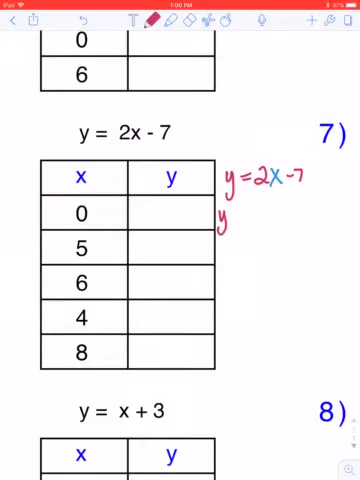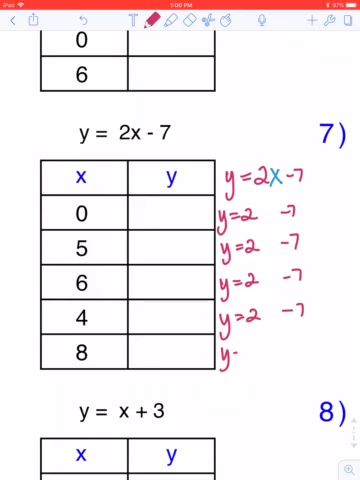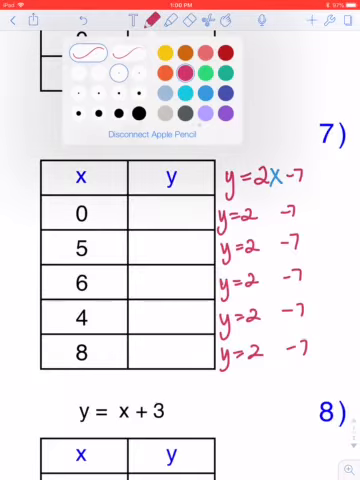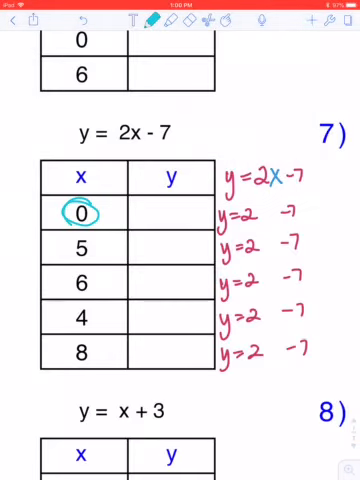That means for each one of these parts of my table, I'm just going to plug in the x value into that slot. Okay, you'll notice I'm leaving out the spot for the x because this first one, x is 0, so I'm going to plug a 0 in where that x is. The next one, x is 5, so I'm going to plug in a 5 where that x is. And continue that all the way down.